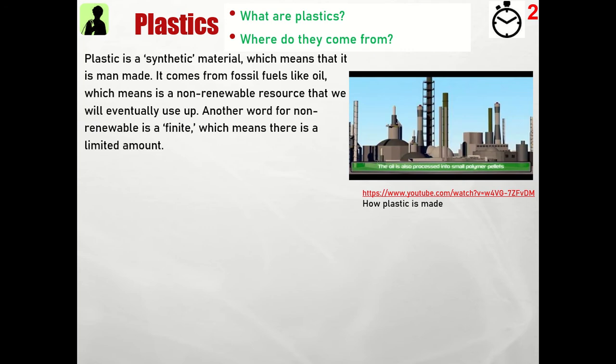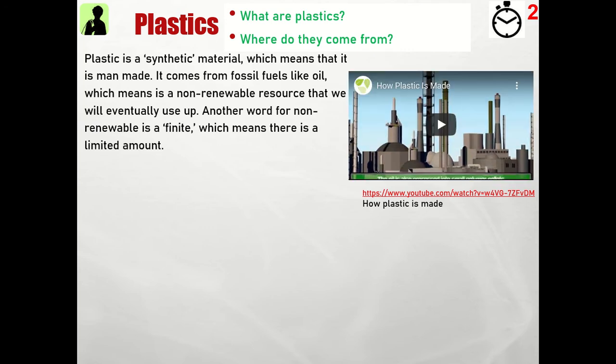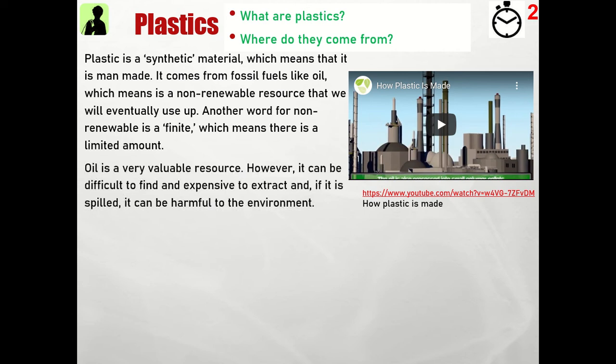Well, a plastic is synthetic, that means it's man-made. It comes from fossil fuels like oil, which is a non-renewable resource that we will eventually use up. Another word for non-renewable is finite. So in there, your keywords are synthetic and non-renewable. You might also want to use the keyword finite. Oil is very valuable. However, it can be difficult to find and expensive to extract, and if it's spilled, then it can be harmful to the environment.